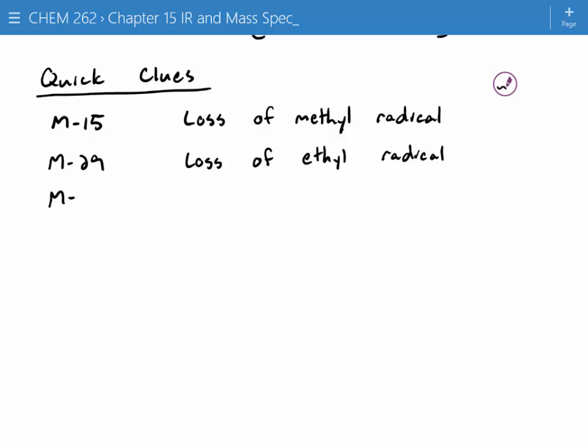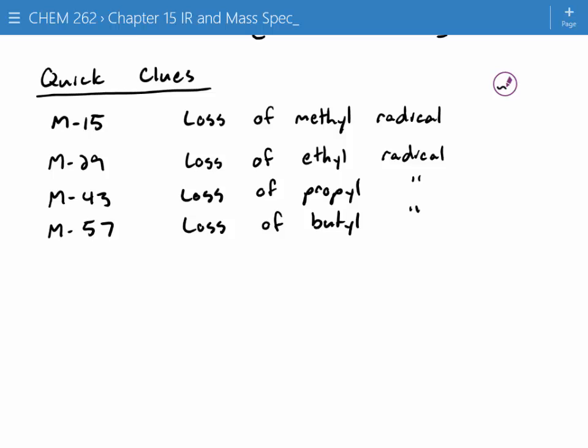We can keep on going and we could say mass minus 43 and mass minus 57, and these would be loss of a propyl and then loss of a butyl. So these are really quick clues that we're starting to break down our long alkyl chains. There are some other really useful ones, and we're going to cover these. Mass minus 18. What's something that might weigh 18? Water. Exactly. So loss of water is frequently observed.